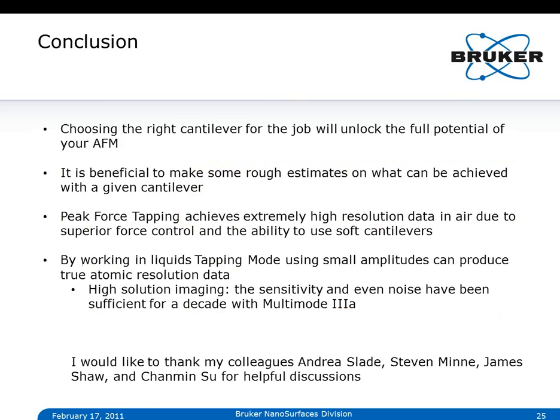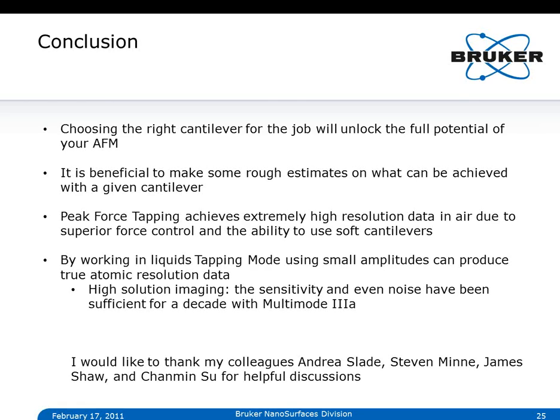So now that we have deciphered what is necessary to do very sensitive force measurements and high resolution imaging, we can conclude our talk by saying that if you choose the right cantilever for the job, you will fully unlock the potential of your AFM. It's often beneficial to make some rough estimates. They might not be 100% accurate, but it doesn't matter. Make some rough estimates of what can be achieved with a given cantilever, and hopefully I've given you some ideas and some tools on what you can do there.